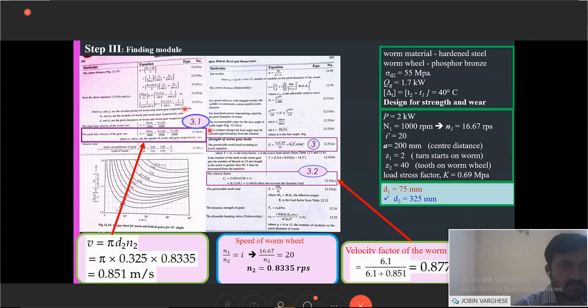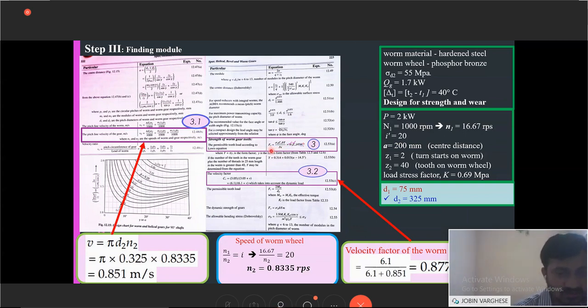Next, we have to calculate the module. In fact, this is a little bit lengthy. However, we have to take care of this while calculating. So we can see that in the third step. The permissible tooth load according to the Lewis equation is used because the module will be calculated based on the Lewis equation, that is the static case. Because we have to mesh together, initially the meshing happens in the static case, then only the dynamic force comes into being, where the Buckingham theorem will be followed further.